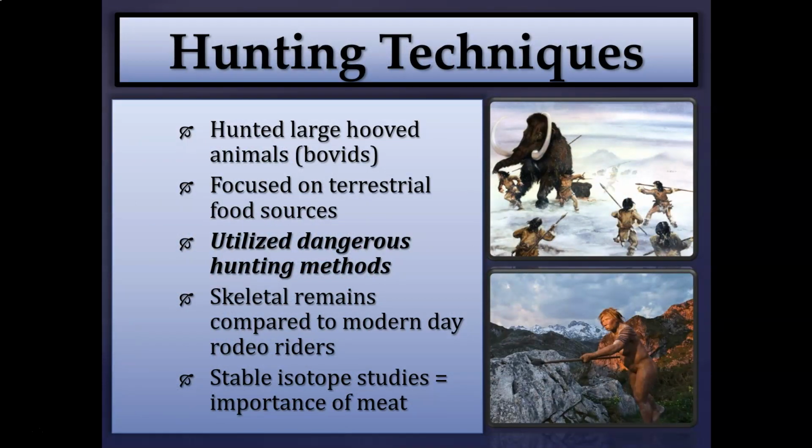Like I mentioned, their hunting techniques and strategies required them to be very close to large, dangerous game. It's generally hypothesized that Neanderthals focused more exclusively on terrestrial food sources, whereas Homo sapiens utilized a more diverse, both aquatic and terrestrial sources, which could have been one of the reasons why Homo sapiens had a slight advantage.